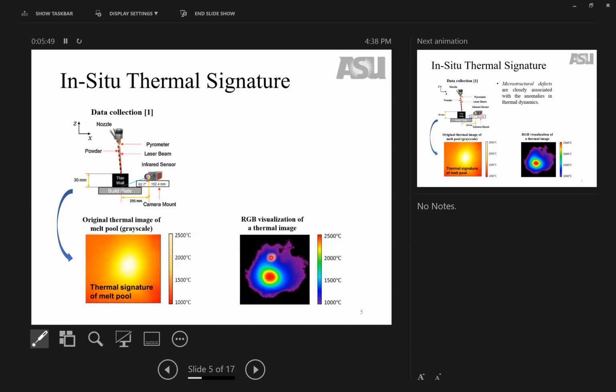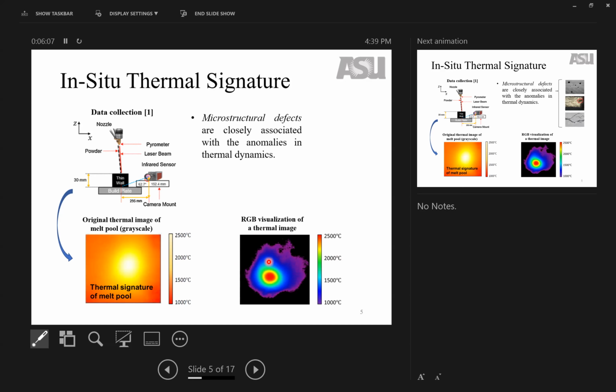This image is the same type of data, but I visualized it with RGB color for better presentation. We can see that the center of the melt pool has the highest temperature, and the further away from the center, the lower the temperature.